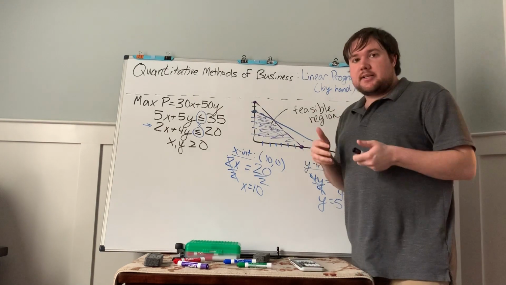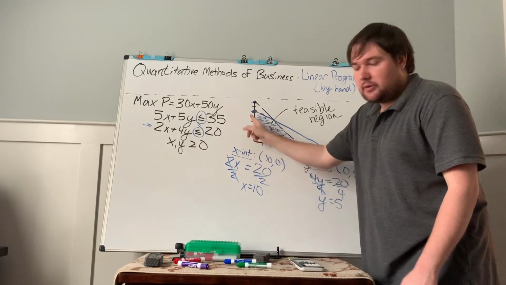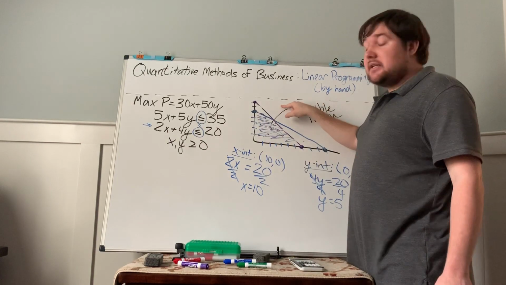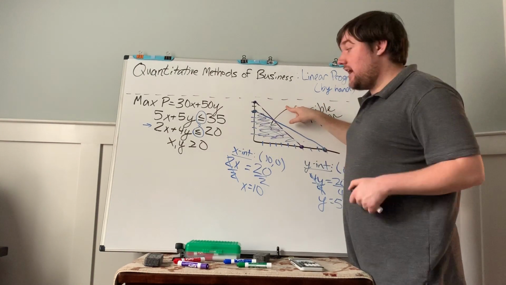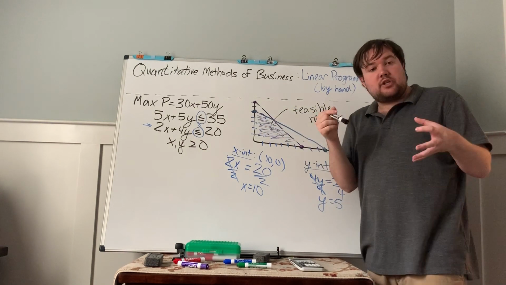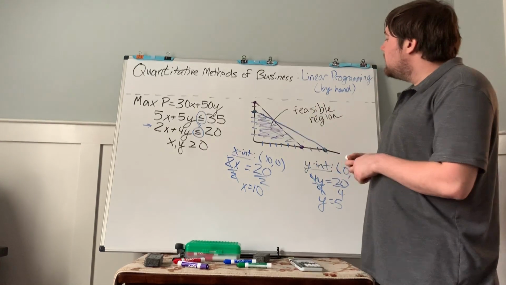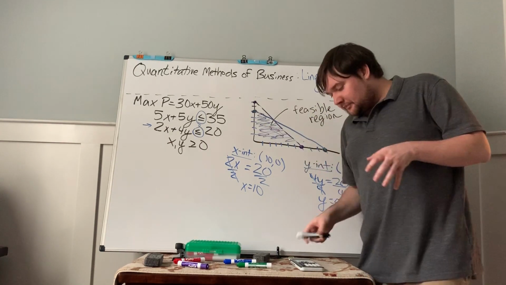Because remember, our goal is to maximize profit, but we can't go outside either of these two constraints. If we're out here, that means we've used too much sugar and flour that we don't have. So we have to be in this region in order for our solution to even make sense. So that's our feasible region.